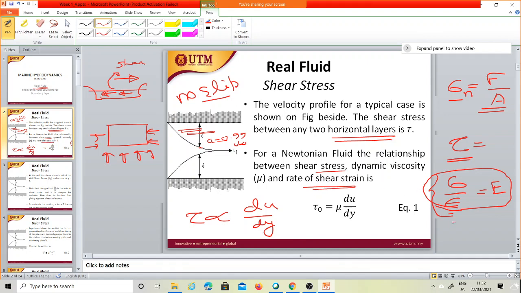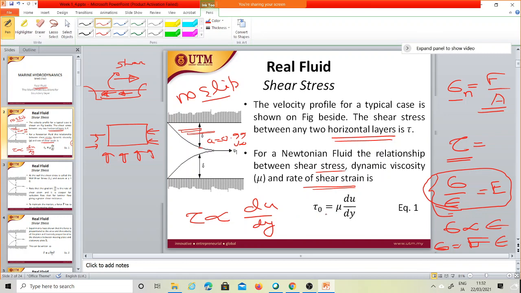So you know that the stress is proportional to strain, epsilon. So we call this stress is equal to E epsilon. This is from solid mechanics. But in fluid mechanics, in this case we have a stress, and I will explain later why I put 0 here.